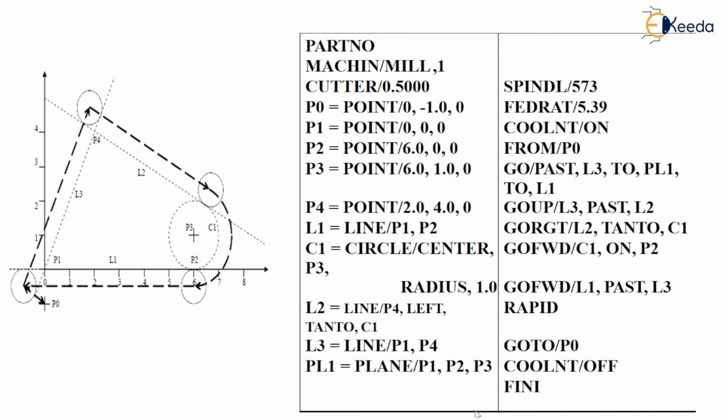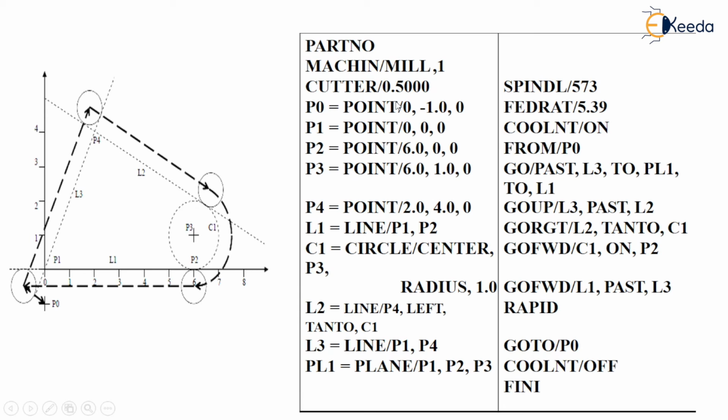So let's start with this programming. If you understand, we have to give the part number, then MACHIN slash MILL 1, then CUTTER slash 0.5. Then we have to move to the points P0, then P1, P2, P3, P4. There are 4 points, and P3 is mentioned for a circle, its center. So we have to define the points first, and then we move to the auxiliary statement and motion statement. In this programming, we have to define the geometry statements first.